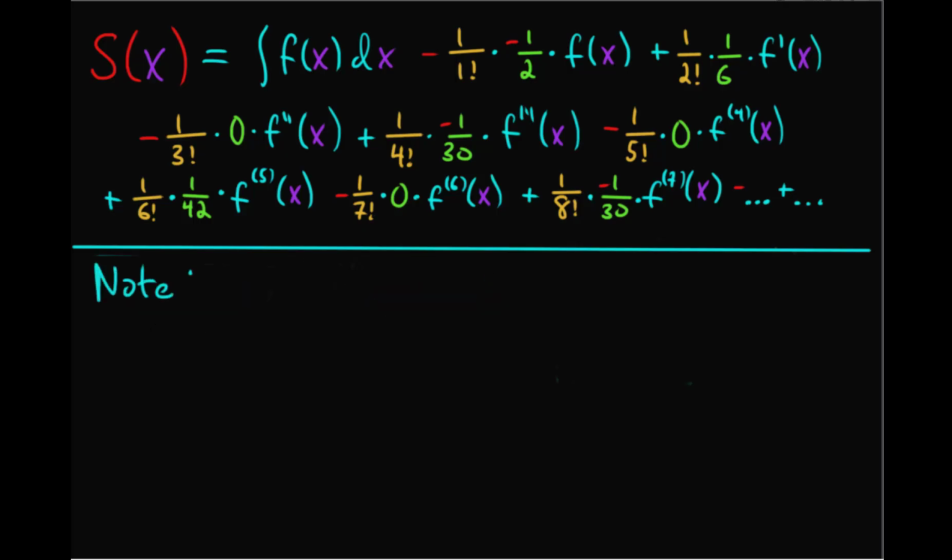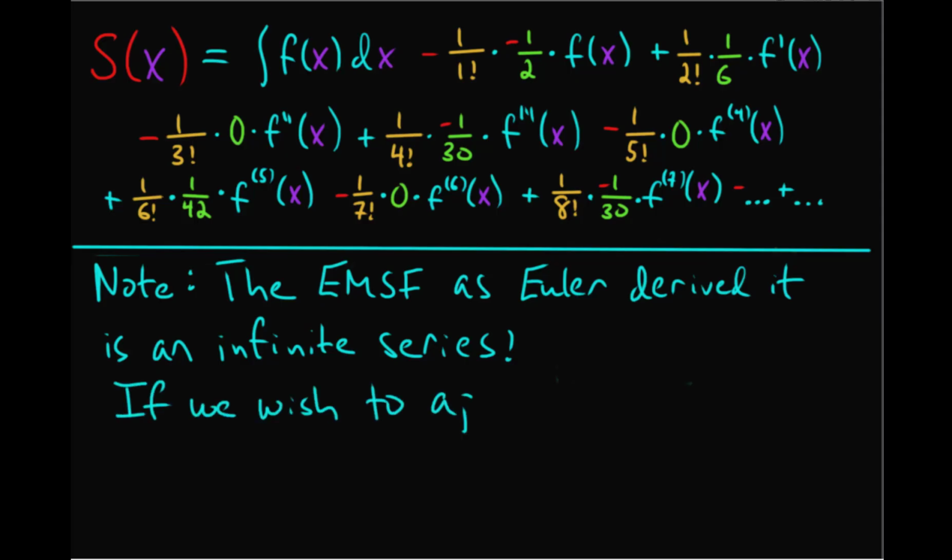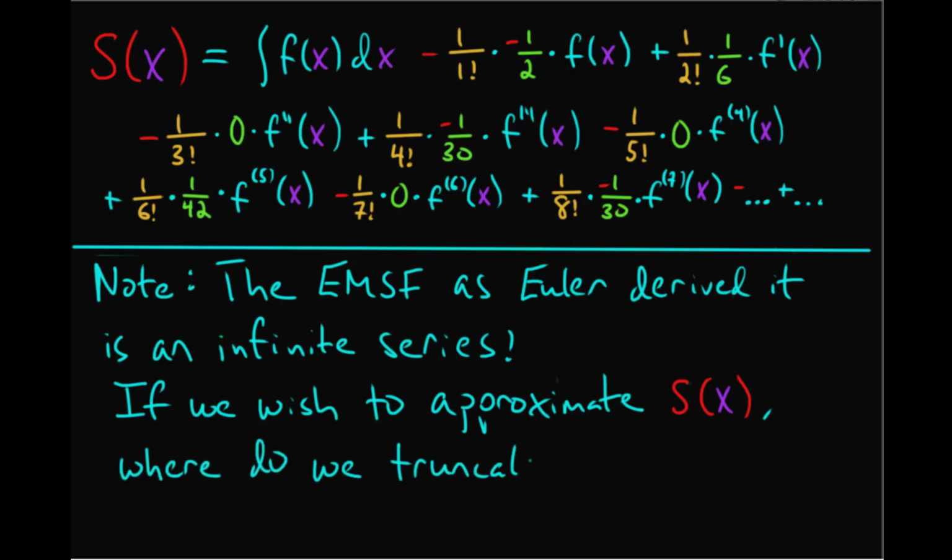But I just want to point out here that the Euler-Maclaurin summation formula, as Euler derived it, is an infinite series, right? This formula just goes on and on and on. And if we wish to approximate the value of s of x, we would want to truncate it somewhere if f of x has infinitely many derivatives. And so the question becomes, where should we do that?